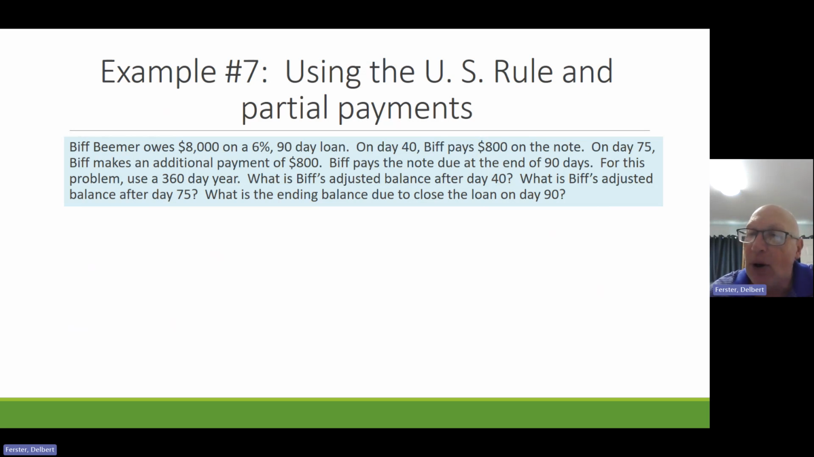He makes another payment on day 75. He kicks in an extra $800 towards repaying that $8,000 that he borrowed. All right, he's going to clear all of that at the end of 90 days. So that loan is going to end.